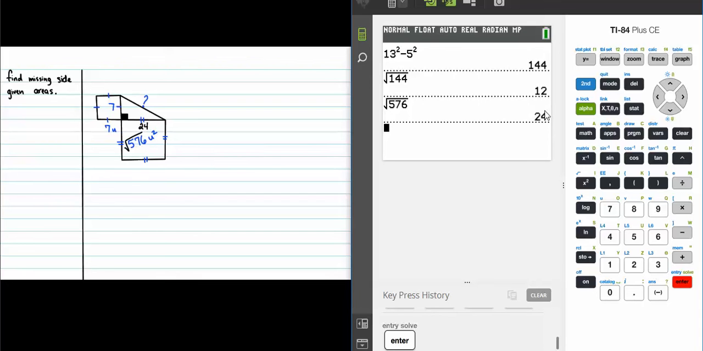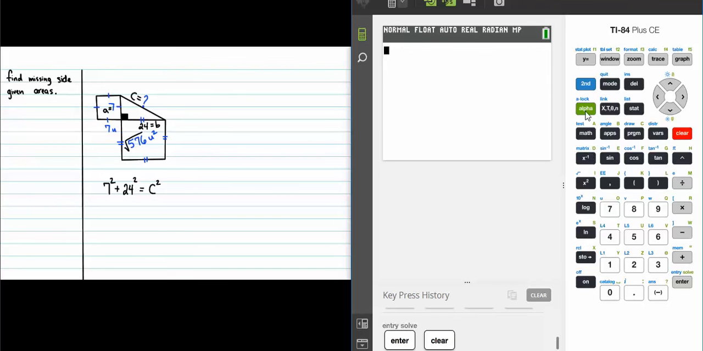So I actually can solve this as I normally would. Find side C, given that you have the legs A and B. And if I give you the legs, you will add. So what's 7 squared plus 24 squared equal to C squared? So what's 7 squared? Type that in. Plus 24 squared.